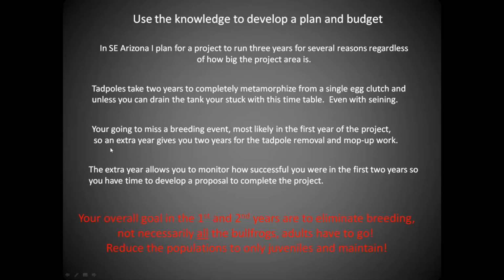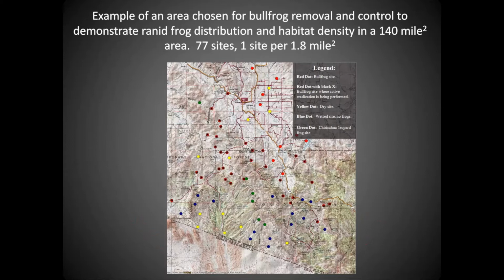So here's an example of that first stage in planning that I'm talking about. This is a map I generated for an area that we got U.S. Fish and Wildlife funding for to work on south of Arivaca in Arizona. It's 140 square miles in area. There were 77 sites, and we determined where the bullfrogs were, where they bred, where the native frogs were, which are the green sites, the wetted areas with no frogs, and the dry areas.